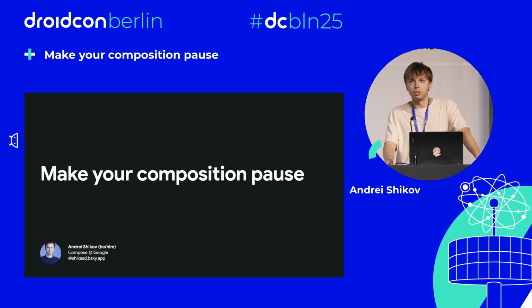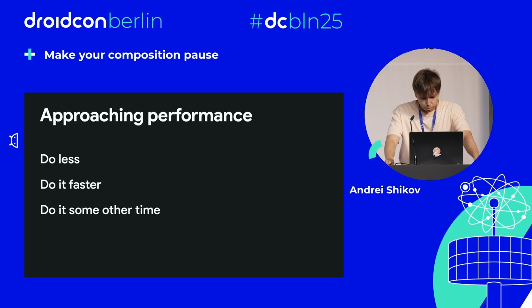So Pausable composition. This is a new performance feature in the Compose runtime. And for me personally, it's one of the most exciting performance features that we're getting to release in the next 1.10 release of Compose. So I'm going to talk about what it is, how we got there, how Pausable composition works in general, and what we're going to do with Pausable composition to improve your apps if you upgrade to a newer version of Compose, obviously. So to start, I want to talk a little bit about performance.